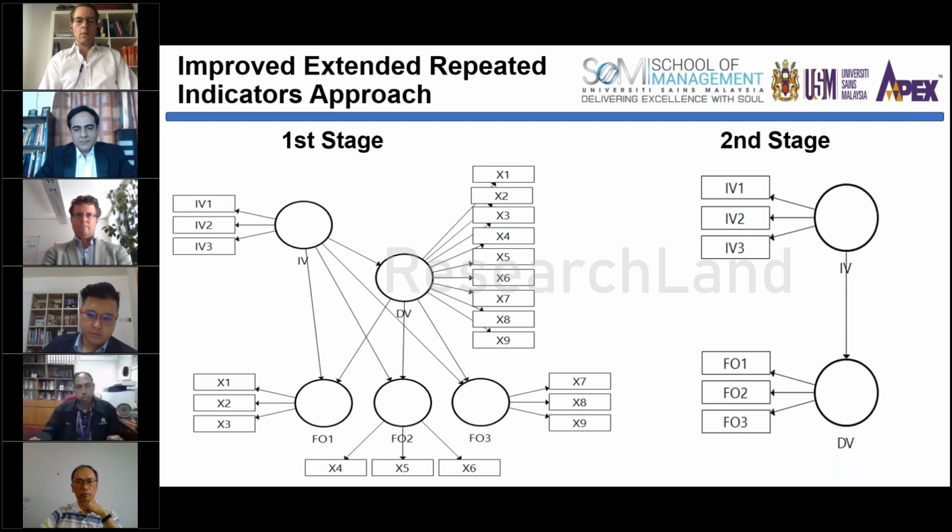This is the latest improved extended repeated indicators approach, where in the first stage you also draw an arrow from your exogenous construct to the dimensions of your second order construct. Save the latent variable scores, move to the second stage, and then they become indicators in the second stage. So this is how the improved extended repeated indicator approach works.